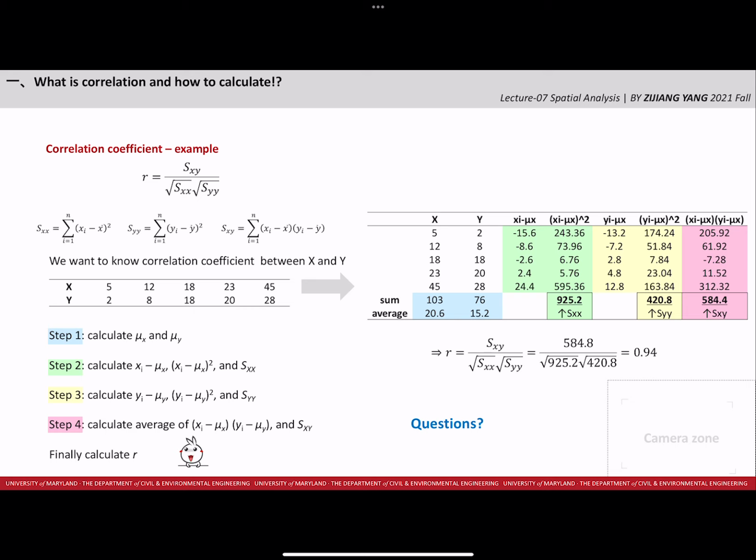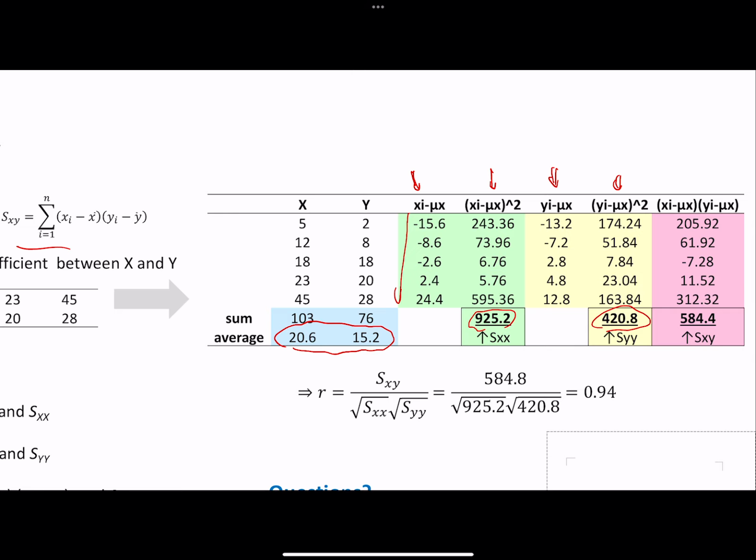And here shows the example. Here are the definitions of Sxx, Syy, and Sxy. Again, we have the same data set, and we have several steps. Basically, first we calculate the average of x and y, and then we calculate the difference between x and the mean of x, and take the square. So we have Sxx. And then we do the same to the y data, and then we have Syy.